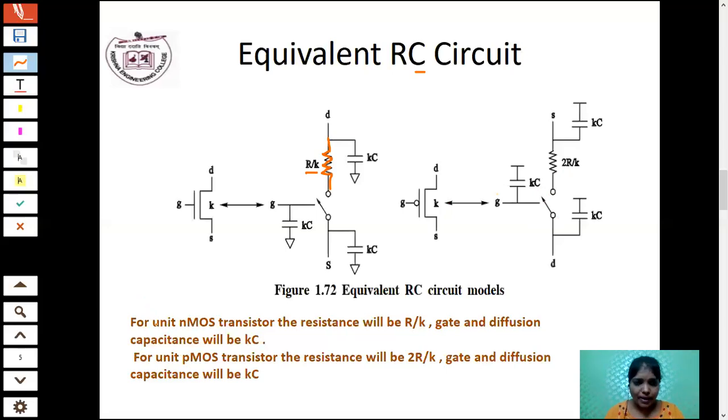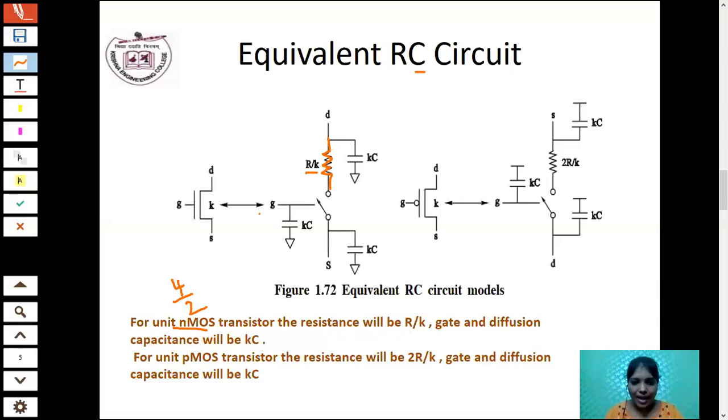So here I have explained that for the unit NMOS transistor, the resistance will be R by K. Unit NMOS transistor means what? The aspect ratio is given by 4 by 2. So 4 by 2 means it is the minimum size of the length and width of the transistor. It is a default value we will consider. So the resistance will be R by K for the NMOS transistor.